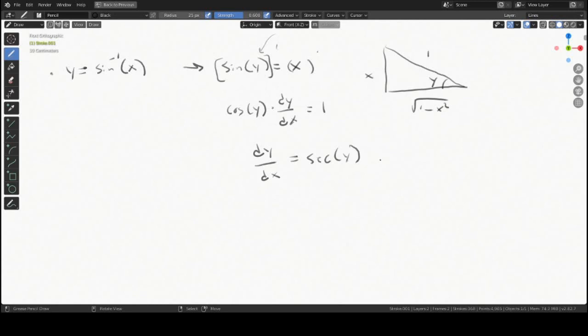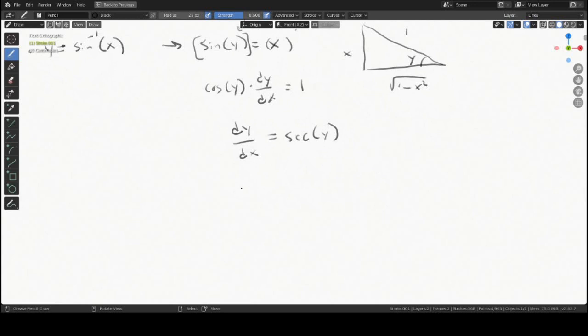That gives me that dy over dx, if I divide by the cosine on both sides, is the secant of y. And if you look at our triangle up here, the cosine is adjacent over hypotenuse, so 1 over the cosine, or the secant of y, is 1 over the adjacent side. So y prime is equal to 1 over the square root of 1 minus x squared. Okay?